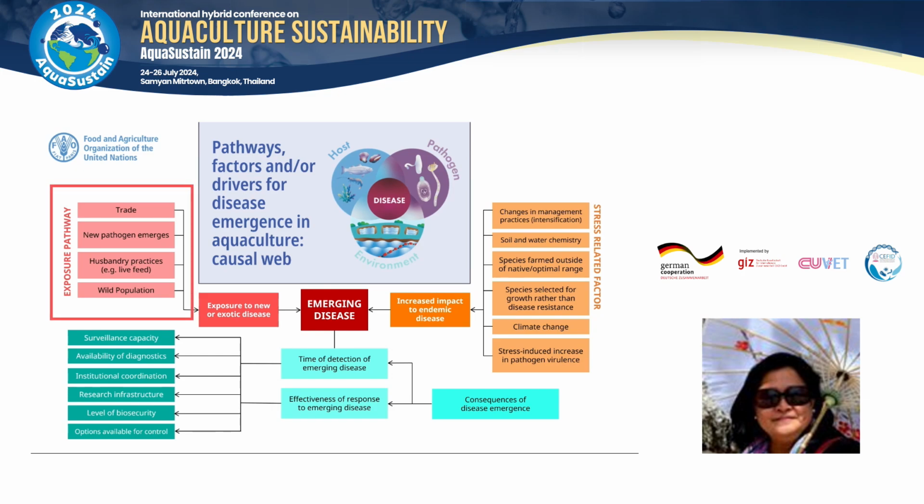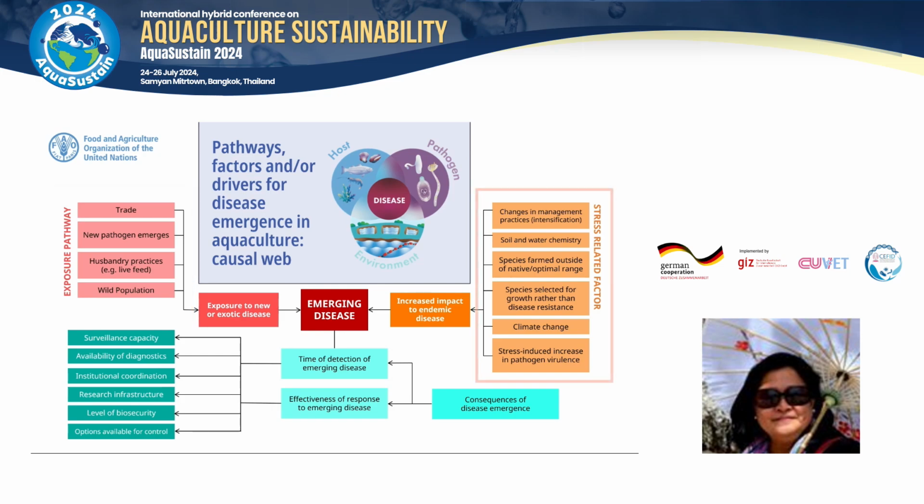Potential exposure pathways, if we look again at the left side, in farmed aquatic organism populations include, for example, introduction of internationally imported live aquatic organisms, seed or their products, new pathogen emergence on farms, risky husbandry practices, for example, using live feed that has not been health certified, and contact with infected wild populations.